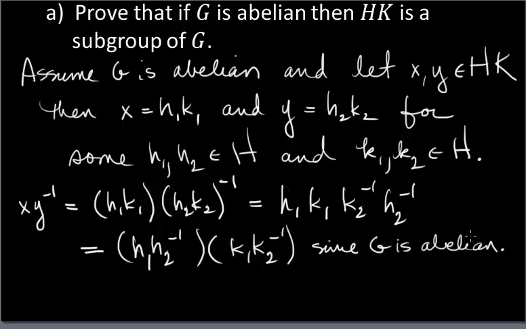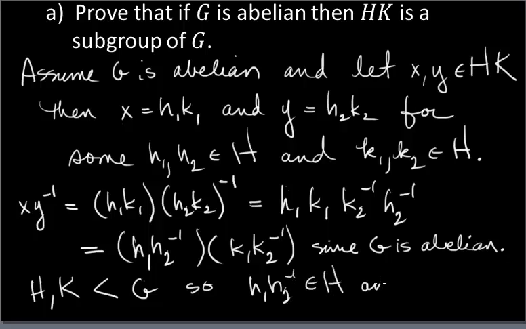You don't have to use 4 steps to move those things around. We know that we can move them around freely if G is abelian. Well, H and K are both subgroups of G, so we know that H1 H2 inverse lives in H, and we know that K1 K2 inverse lives in K.